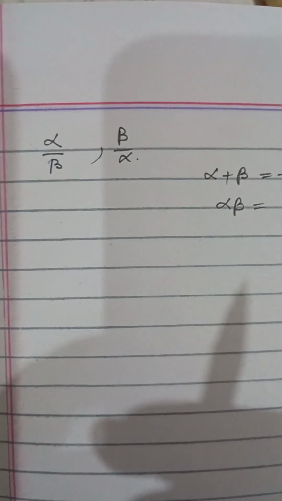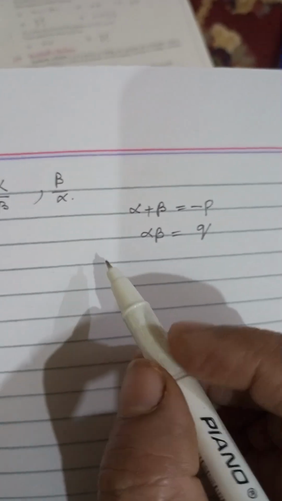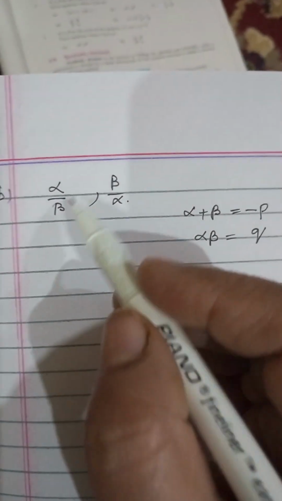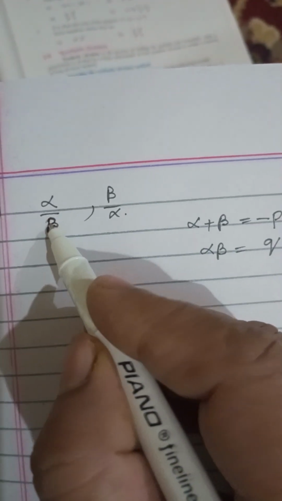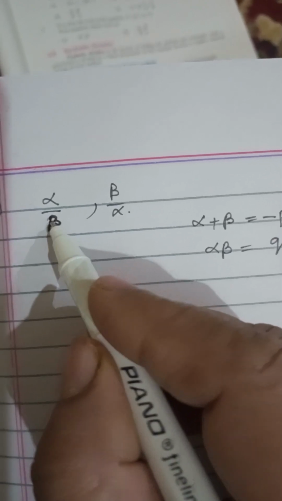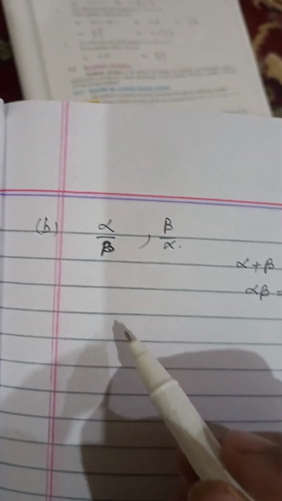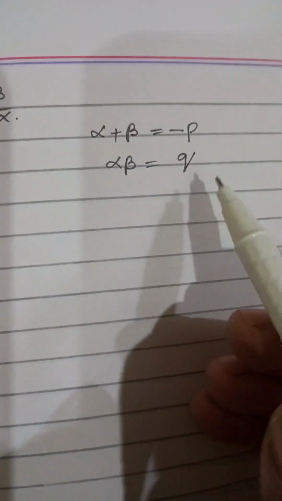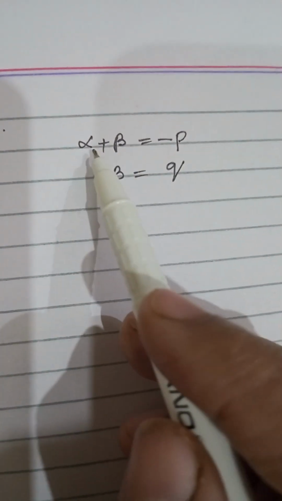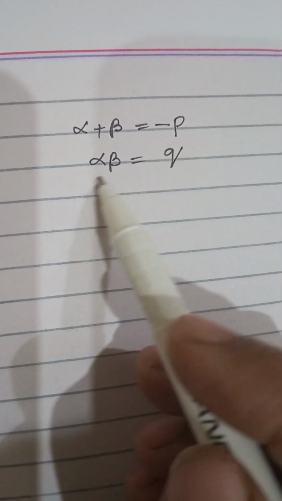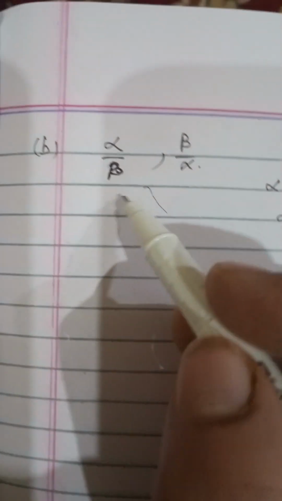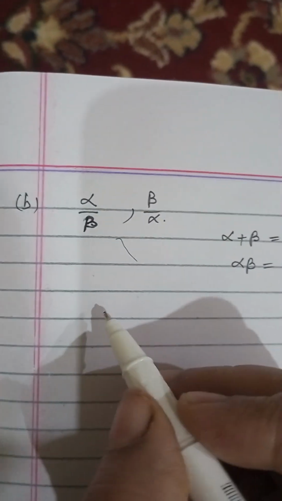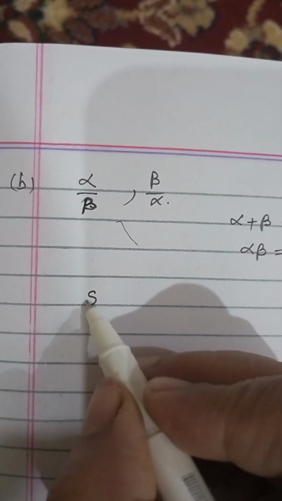Part B of question number 3, exercise 2.5, class 10. We have to find the quadratic equation whose two roots are alpha over beta and beta over alpha. The sum of the roots of the given equation is minus p and the product is equal to q. So we have to find the sum and product of the roots of the required equation.